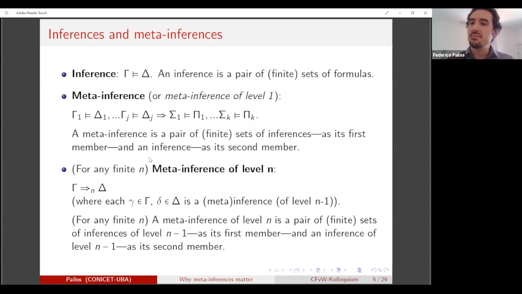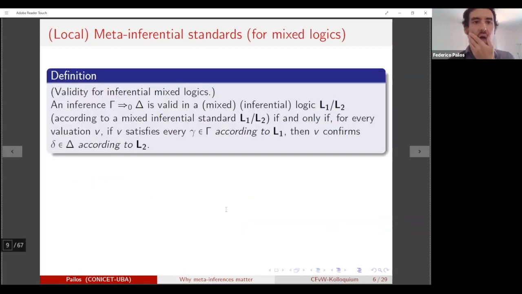There are other ways to characterize metainferences that admit hybrid ways, like metainferences of different levels as part of the premises or the conclusions, but for what I want to state here, it's not necessary. And also it's possible to extend metainferences to transfinite levels, but there's no need to do that here. So when is a metainference valid? There are many ways to understand when a metainference is valid. The one I will favor in this talk is the local way to understand metainferential validity. That is a natural extension of the way to understand validity for inferences.